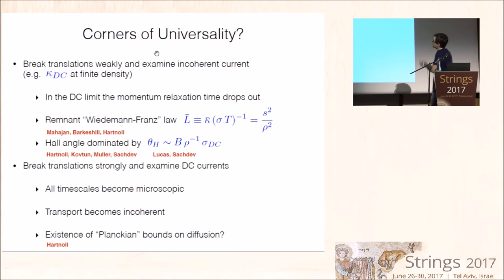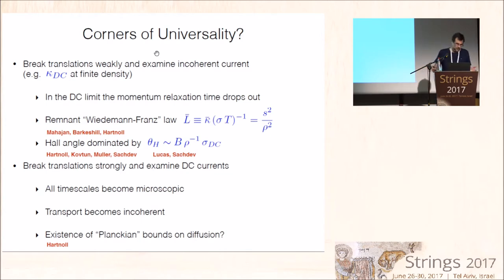Now, for weak momentum relaxation, and because of this large tau which dominates everything, you can write down some effective Wiedemann-Franz law, which is what replaces the Fermi liquid Wiedemann-Franz law. So what you can actually show is that the ratio of kappa bar with sigma T, in this case, has to be equal to the ratio of the entropy density divided by the charge density. And at the same time, you can show that the Hall angle is proportional to the DC limit of the electric conductivity.